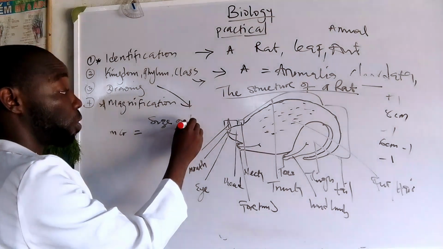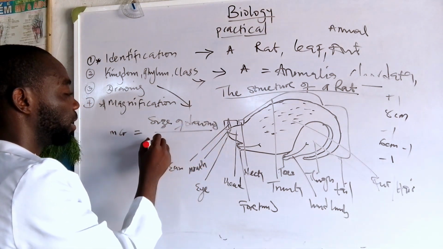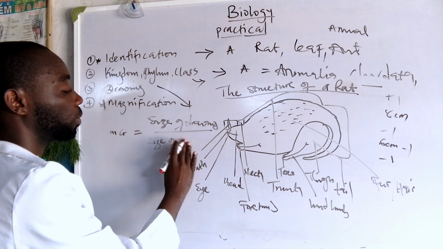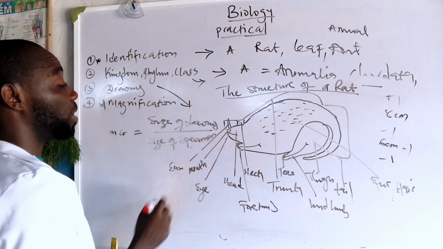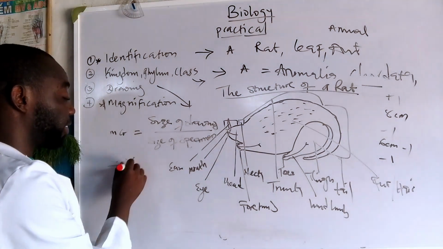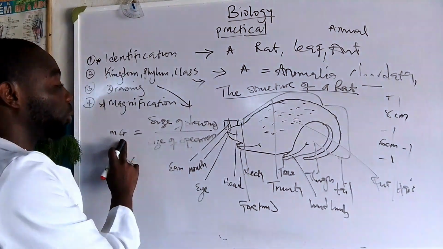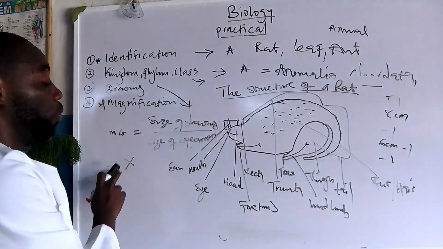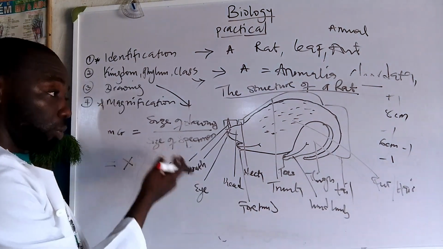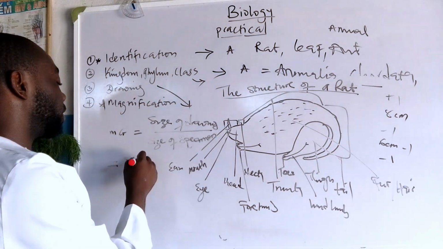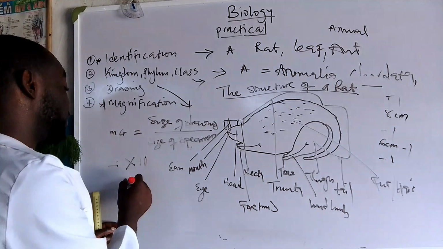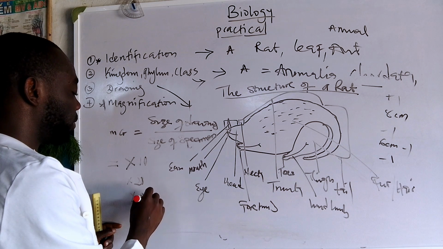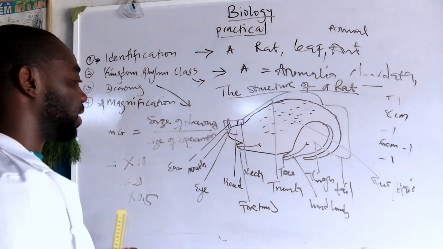of the drawing divided by size of the specimen. Size of the magnification is size of the drawing divided by size of the specimen, which will now give you equal to x. And the answer will be denoted with the value of x something. Let's assume if it is 10, you will do it like this, x10. If it is 20, you will do it x20. If it is 0.5, you will still do it x0.5. It must have x at the front.